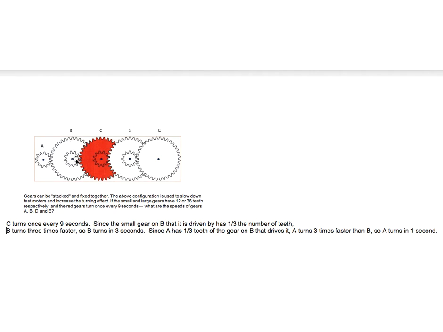So let's now, having gone that way and worked out the speed of B and the speed of A, let's go this way and work out D and E. So C turns once every 9 seconds, so obviously this one in here also turns once every 9 seconds. Which means that D rotates 3 times slower than this. So that's going to be once every 27 seconds. So this goes round once every 27 seconds. And this being 3 times bigger than this, 3 times as many teeth, this will rotate 3 times slower. So 3 27s, 81.